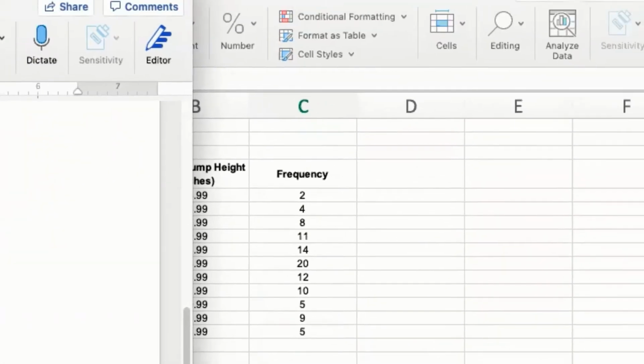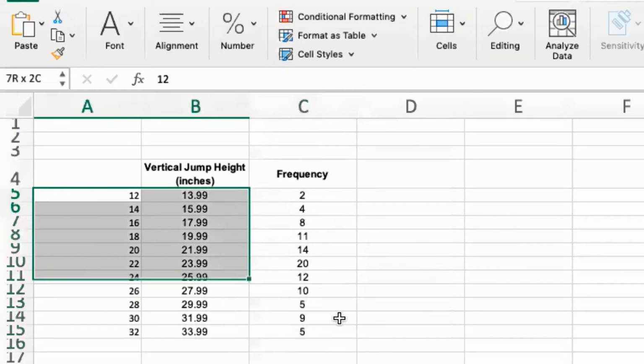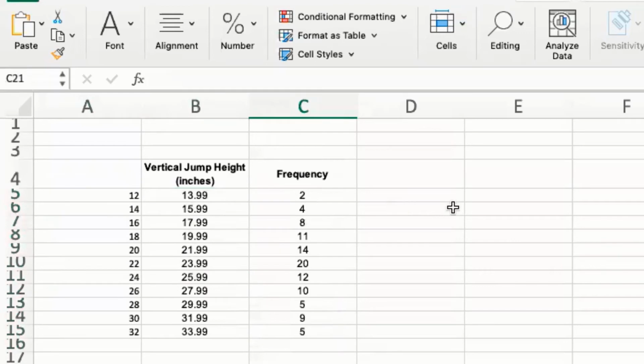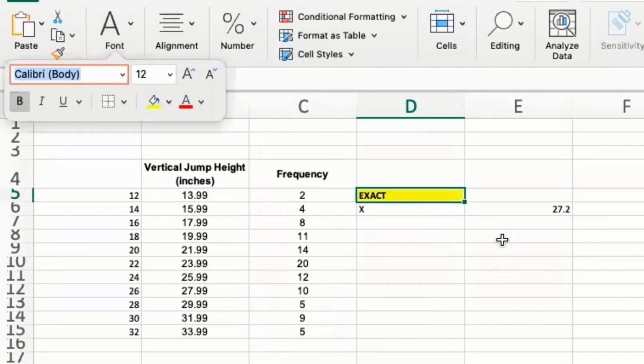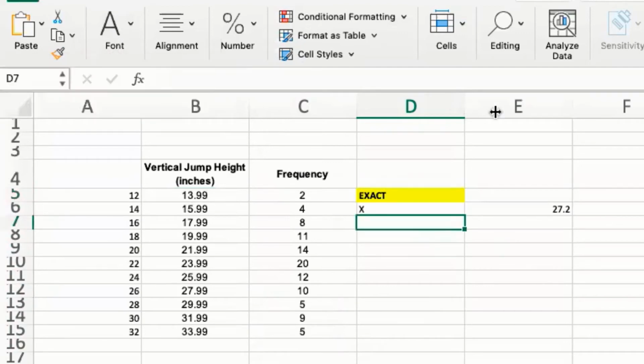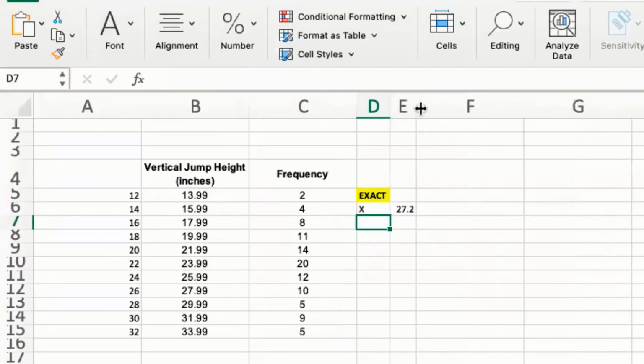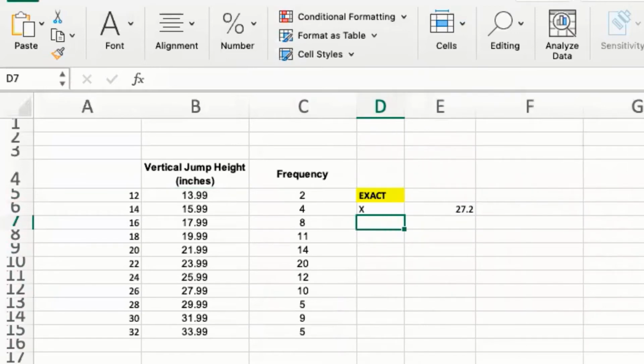Okay, so let's do the exact one first, since we've got our group frequency distribution set up already. My raw score X is going to be 27.2, and I'll put exact up here so that we can keep track of things. Okay. And those are a little too small. Sorry. I have formatting issues. I can't deal with it when I'm looking at it.